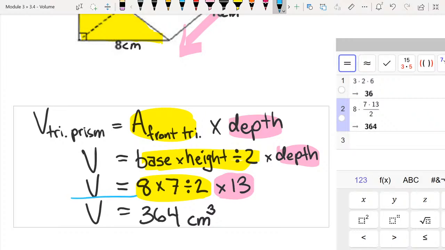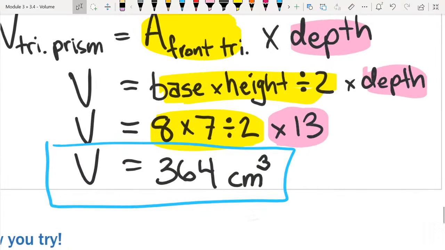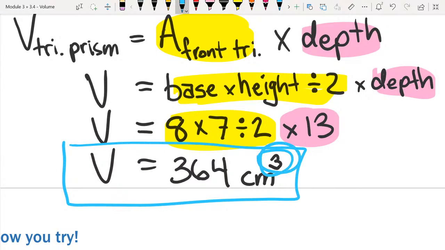The important thing to remember is that since it's a three-dimensional shape, we're asking how big it is, how much space it fits inside. That's a three-dimensional question. We need to have a three-dimensional unit.